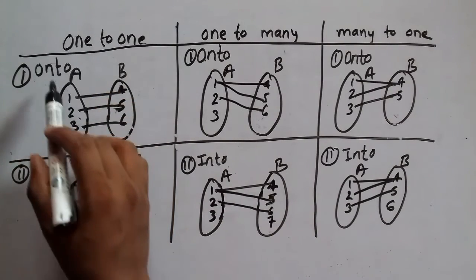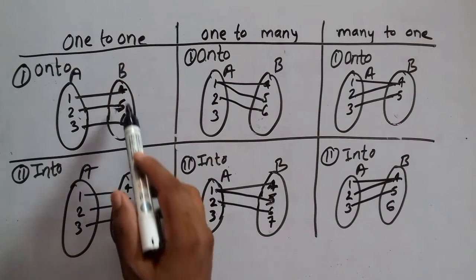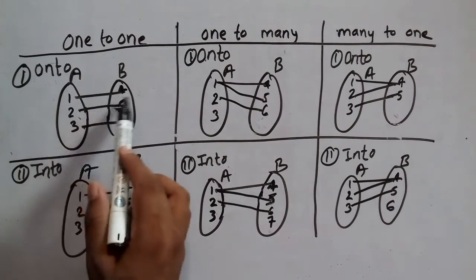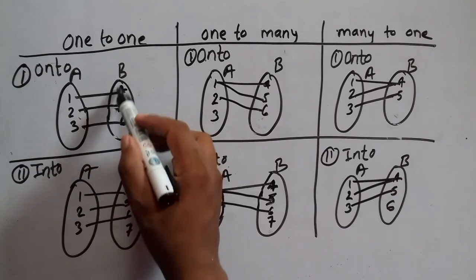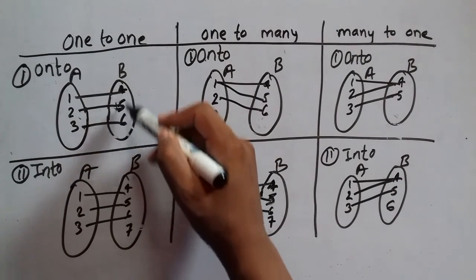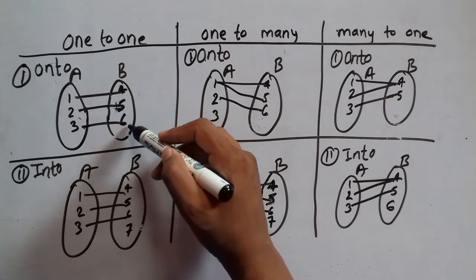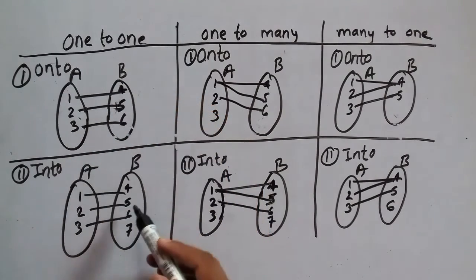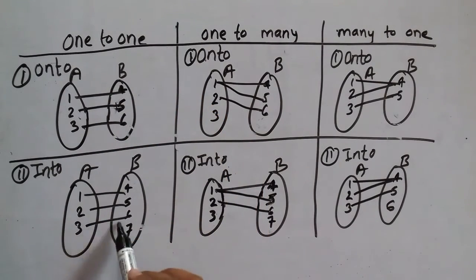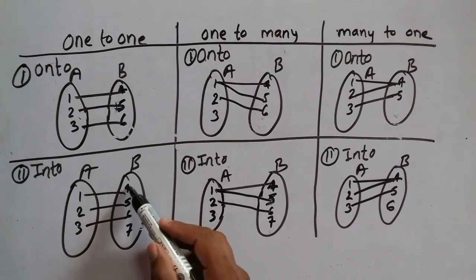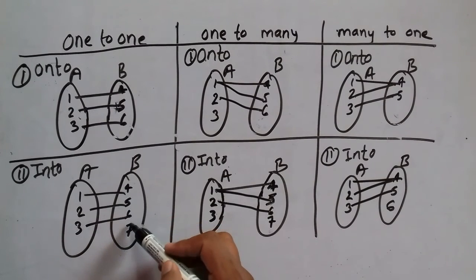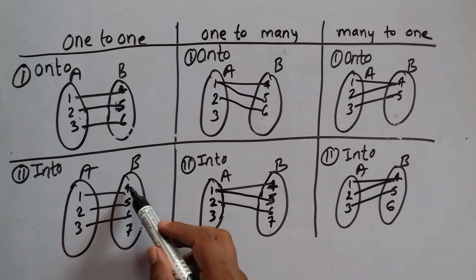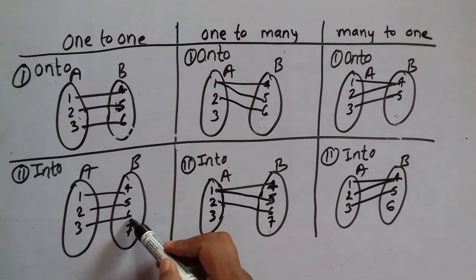Here we can see in a one-to-one onto relation there is a one-to-one relation where the range is equal to the codomain. Here the range is 4, 5, 6 and the codomain is also 4, 5, 6. In the one-to-one into relation also there is one-to-one correspondence, but here the range is a subset of the codomain. The codomain here is 4, 5, 6, 7 and the range here is only 4, 5, 6.